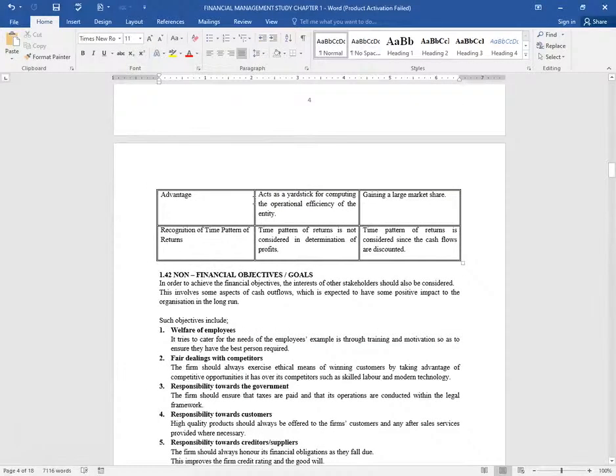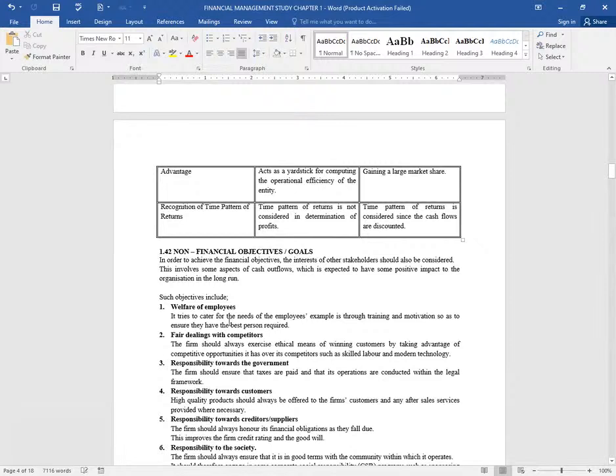Now, from there, we have the non-financial objectives. These non-financial objectives are quite important, right? You may think that you are making losses at the moment for pursuing them, but at the end of the day, you'll be better off as an organization. And you're told that such objectives include what? Note one, welfare of who? Employees. Welfare of employees.